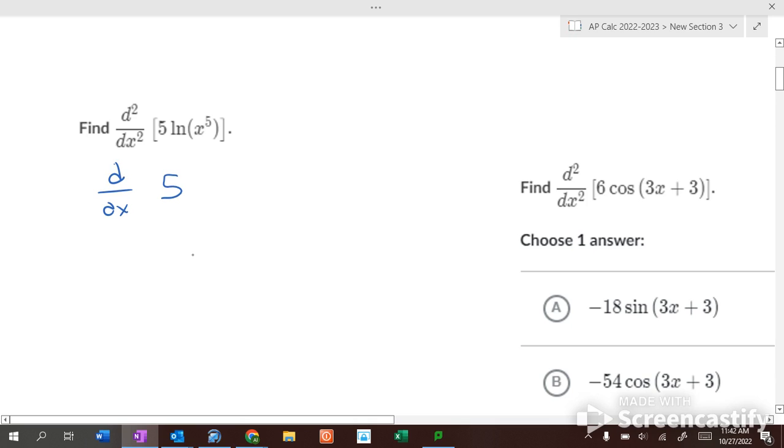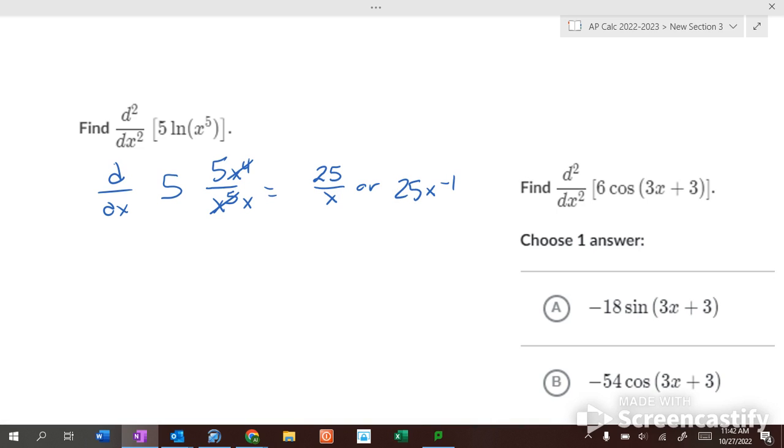Well, you got a 5 in front, right? And then the natural log puts x to the fifth on the bottom. And then you take the first derivative of this, which is 5x to the fourth. So really the first derivative, if we cancel, is 25 over x, or 25x to the negative first. Now the second derivative is what?